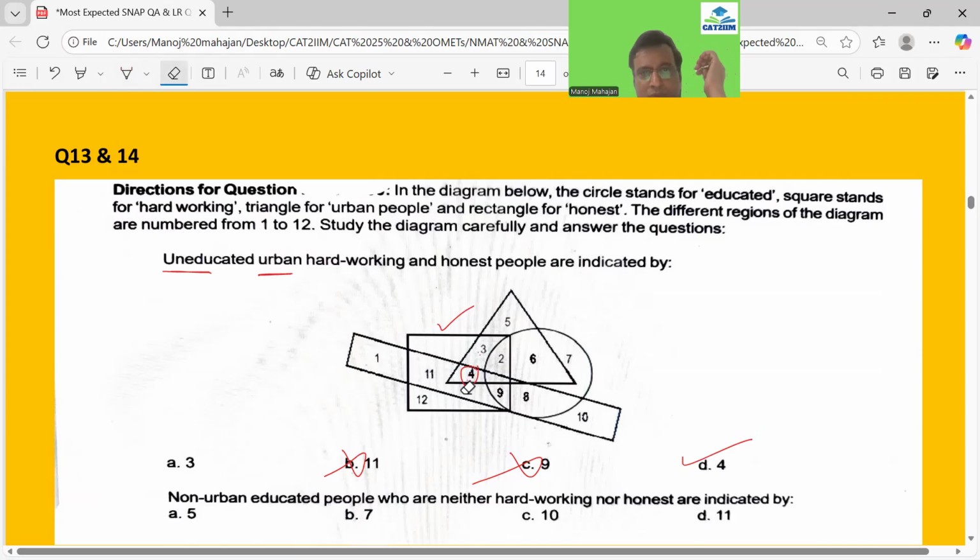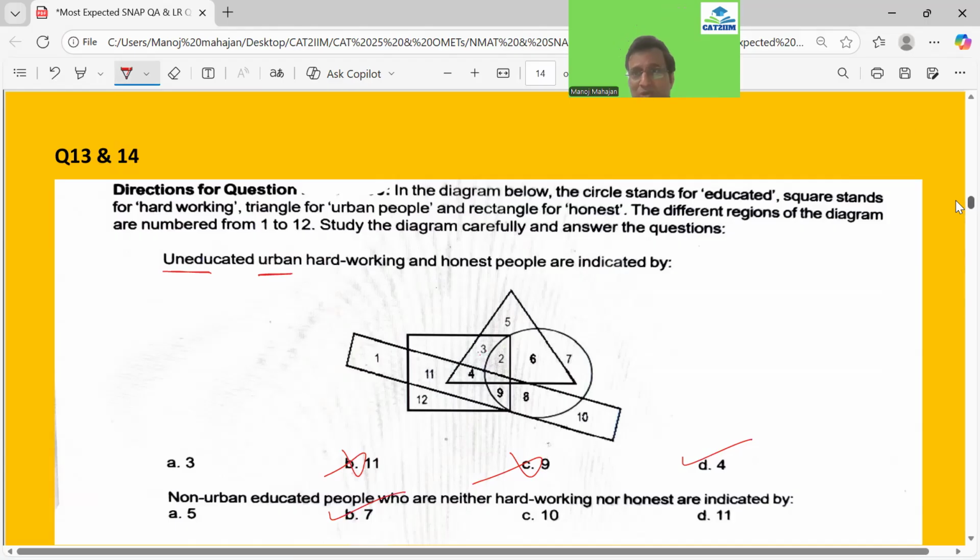In the same way, you have to do the next question also. Let's say when you go to non-urban educated, so for educated, we have to look at the circle. So the answer has to be definitely from 2, 6, 7, 8, and 9. There is only one choice out of these, that is 7. So there's no need to even work out further. If you want to do it, you can do it. The answer has to be this because we have to look at the educated people for sure, and educated is the circle. The only number from the circle given in the question is 7. So you would have straight away marked the answer, right?